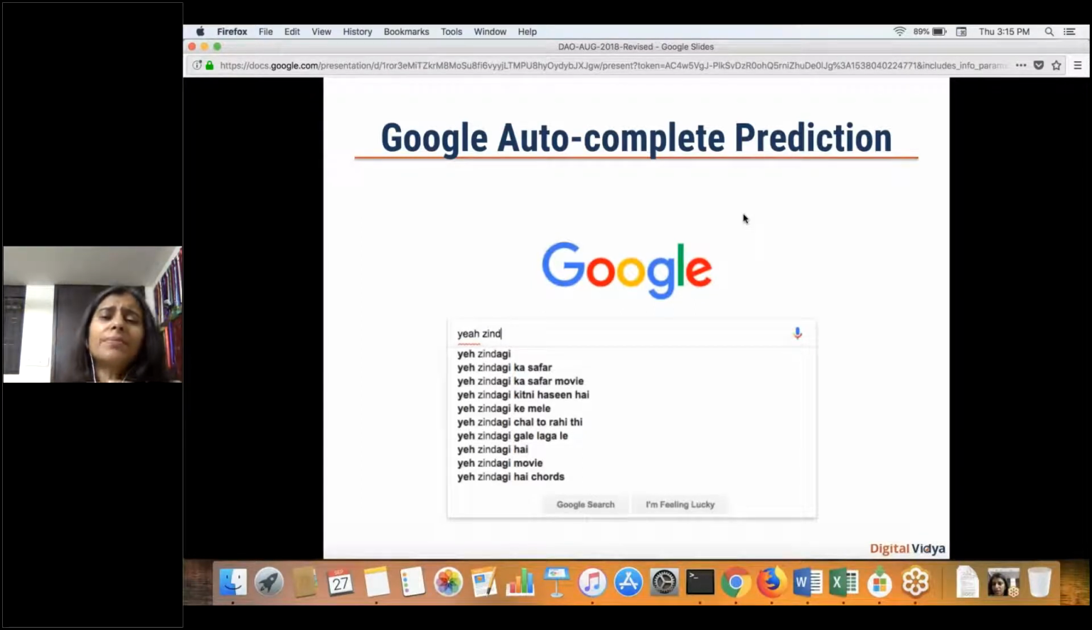Every time we start to Google for something, right, as we start typing, you will see that the Google search engine autocompletes for you. Basically what it is doing is predicting, based on what characters you're typing, what you are possibly going to search for.